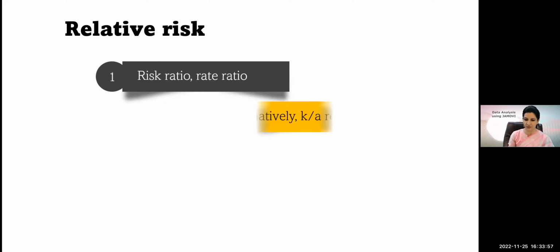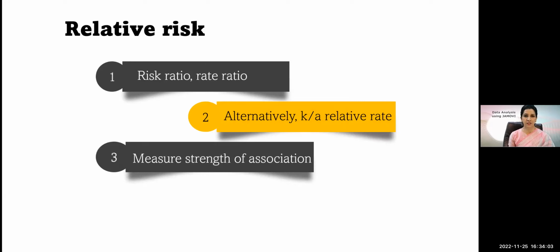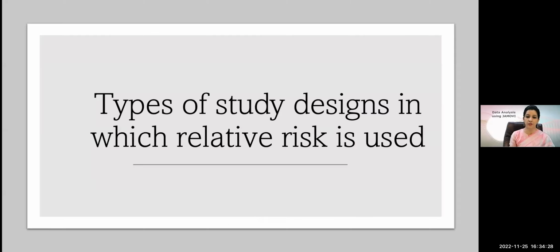So coming to the concept of relative risk. Relative risk is also known as the risk ratio or rate ratio, and it is alternatively called relative rate. It measures the strength of association. As you all know from your previous knowledge, it is generally calculated in an incidence type of study, in a cohort study or follow-up study. So you start with a population, exposed versus non-exposed, and then you see the outcome. So you see the risk of disease in the exposed versus the risk of disease in the non-exposed.